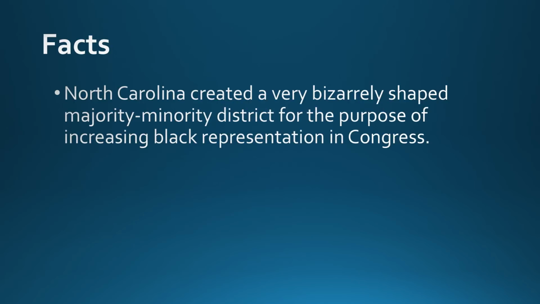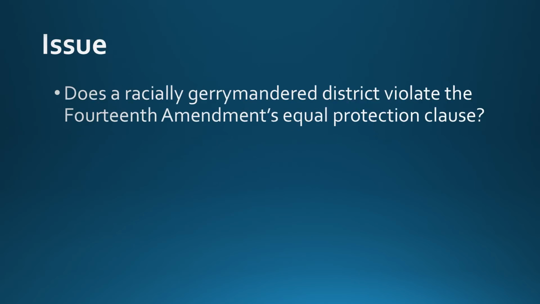And this was brought as a lawsuit against the state of North Carolina for doing that. So North Carolina feels like they're good because they increased minority representation. But did they go too far in the way that they drew this particular district, is the question. Well, your ultimate question is, does a racially gerrymandered district violate the 14th Amendment's Equal Protection Clause? So we know that gerrymandering is allowed. There are some limits on it. But this district appears to be gerrymandered for racial purposes and no other purposes. So does the fact that it was gerrymandered for race specifically violate the Equal Protection Clause?